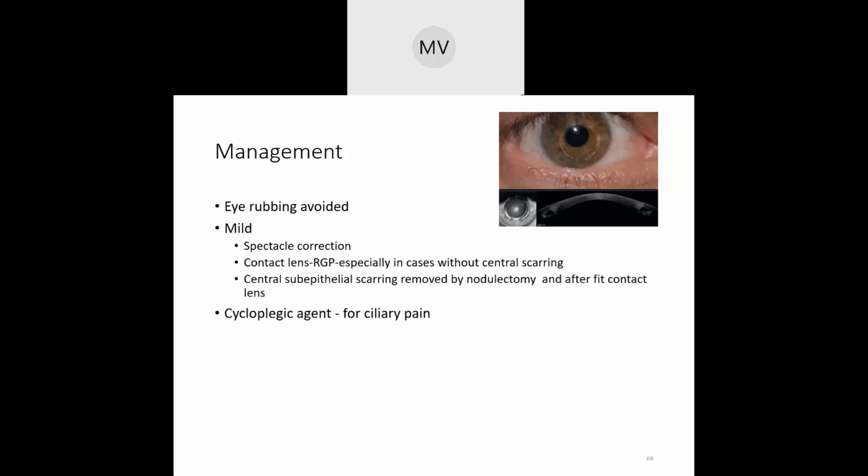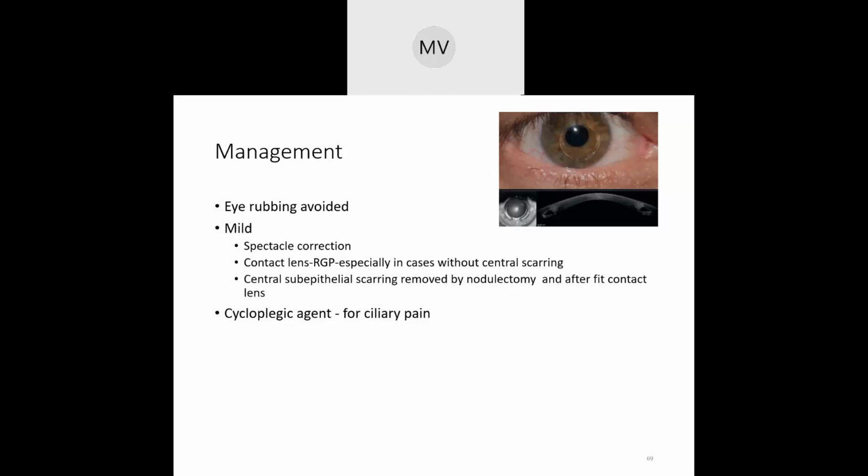Then the management will be, if the patient is having some sort of eye rubbing, we need to tell the patient not to rub their eyes. In case of mild keratoconus, we can correct it with spectacles. If contact lens, RGP, especially in case of without central scarring, we can prescribe an RGP. Central subepithelial scarring is removed by nodulectomy and after that fit with a contact lens. If there is a scar, then we can remove the scar surgically, and after that we will be able to fit a contact lens in a much better manner.